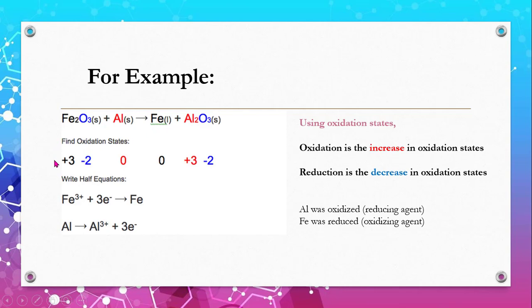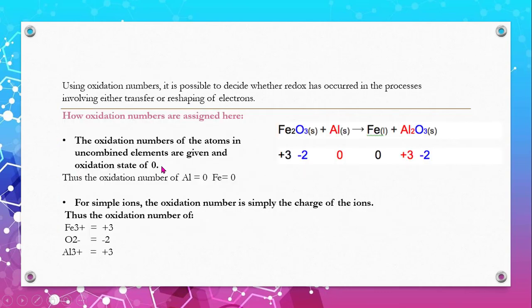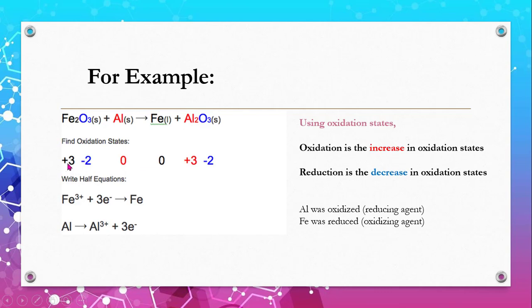But now we can look at the oxidation number or the oxidation states. So look at the change in oxidation state here. It went from +3 to 0, right? So in this case, the oxidation state decreased, or it reduced, right? So reduction is the decrease in oxidation state. So here we can say that iron was reduced, and it's also regarded as the oxidizing agent, right?